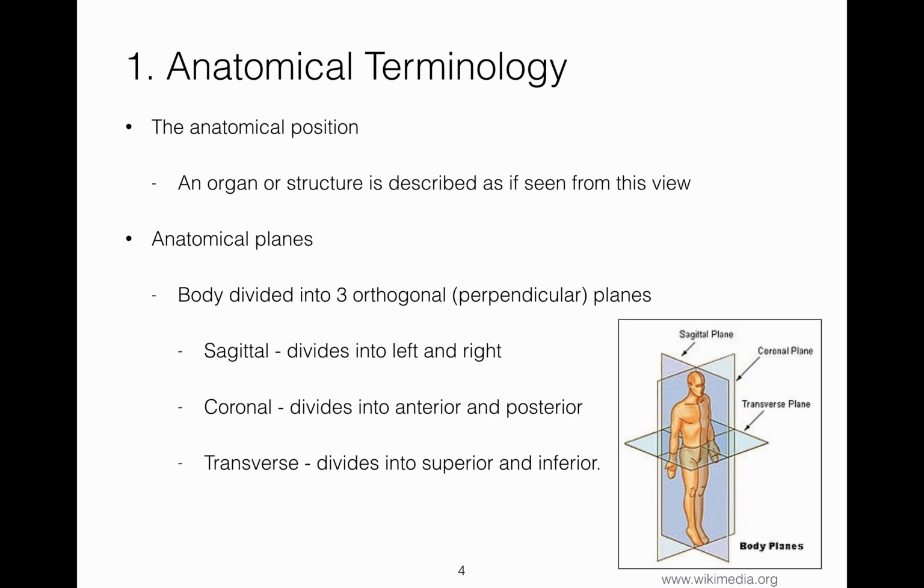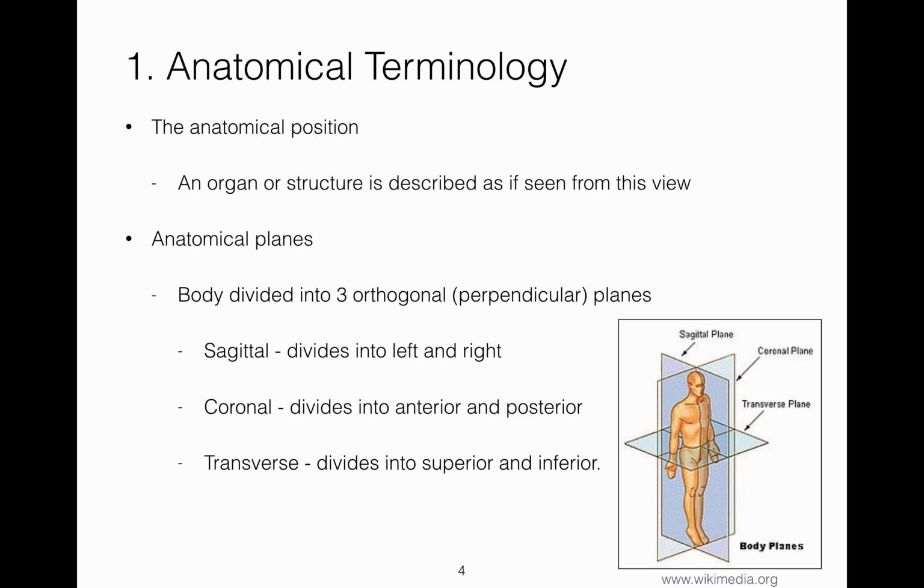Anatomical terminology. The anatomical position. In the standard anatomical position, a person is standing upright with the feet and palms facing forwards. Organs or structures within the body are described as if seen from this view.